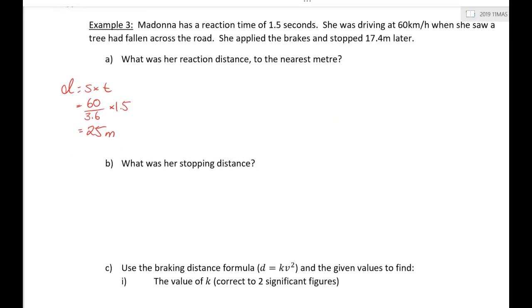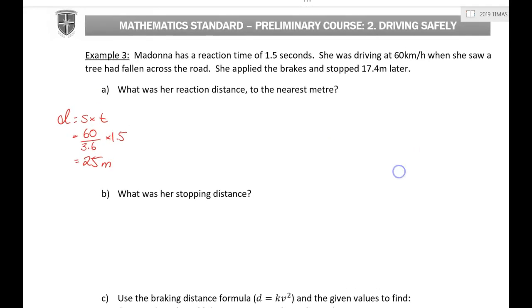Moving along with the next one. What is her stopping distance? Stopping distance is your reaction distance plus your braking distance. We've got the braking distance, 17.4. We've calculated the reaction distance is 25. So 25 plus 17.4 equals 42.4 metres. Okay, there you go. Look at that. 42.4 metres is the quickest Madonna can come to a stop.